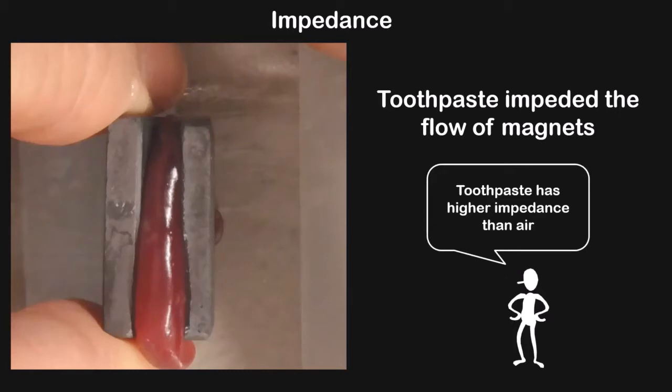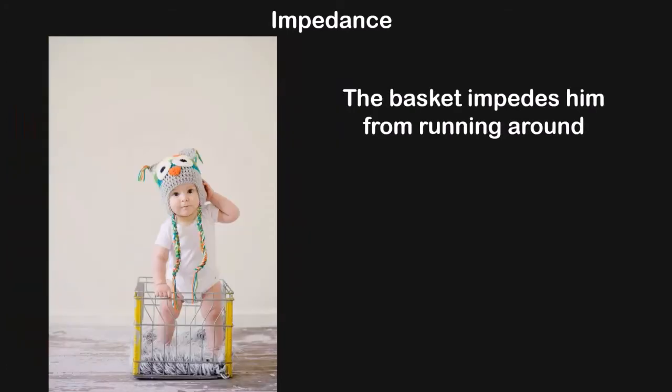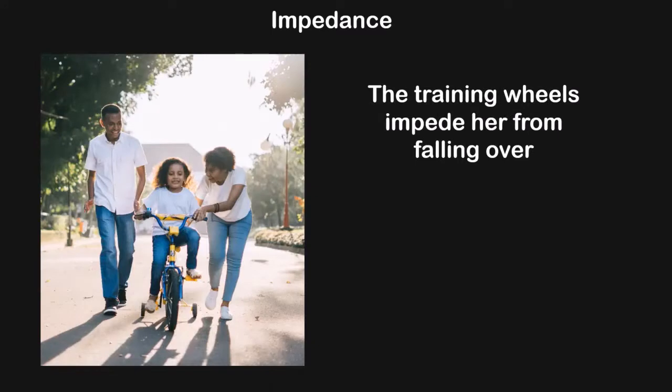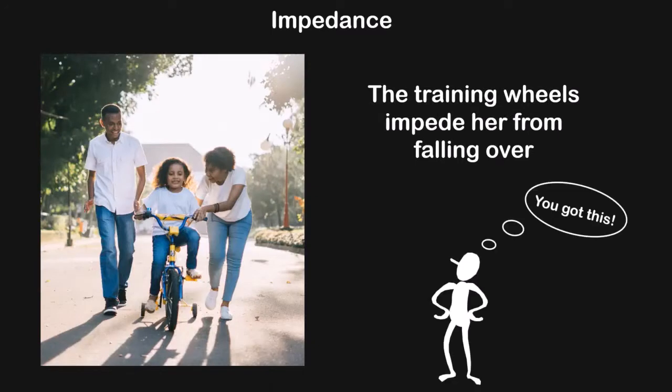It's no more complicated than it sounds. For instance, this little guy is impeded from running around. Why? Because he's standing in a basket. He looks pretty determined. The training wheels on this little girl's bike impede her from falling over.